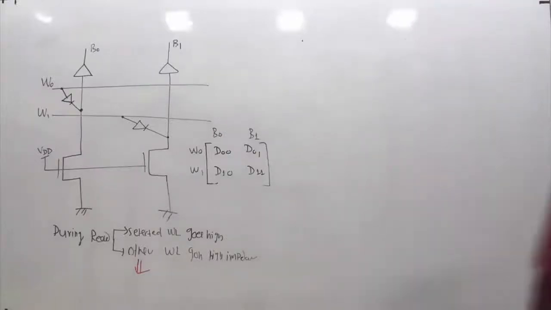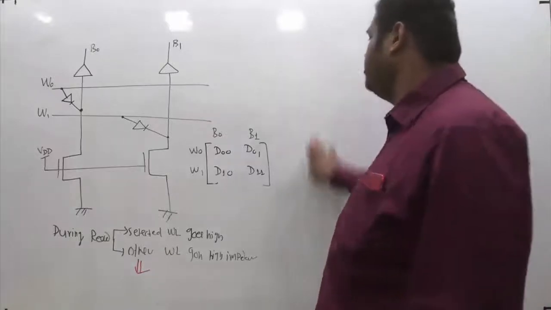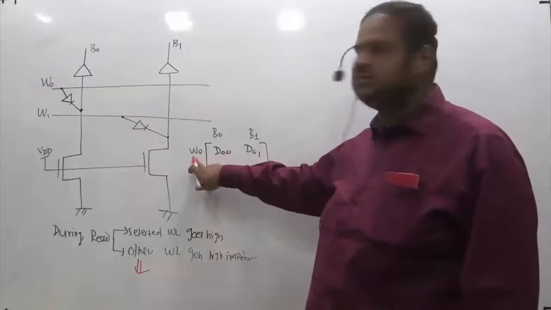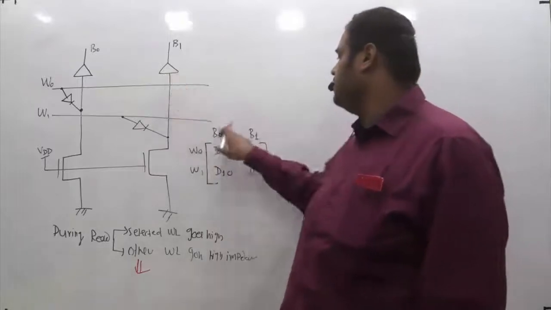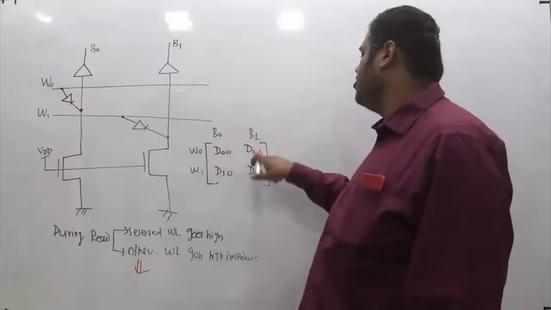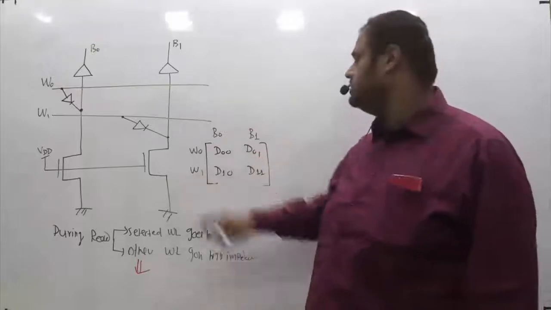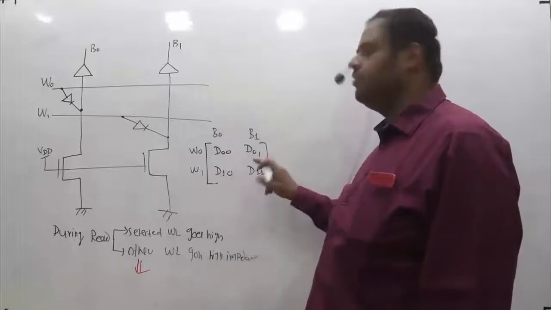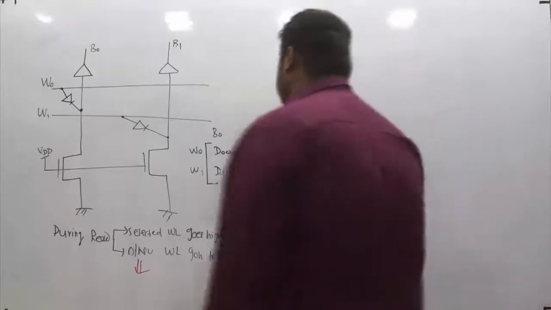Okay, so we have to give the answer in matrix form. The meaning of this is, when W0 is selected, what is available in B0 you have to write here, and what is available in B1 you have to write here. Similarly, when W1 is selected, what is available on B0 you have to write here, and what is available in B1 you have to write here. So I am taking two cases.